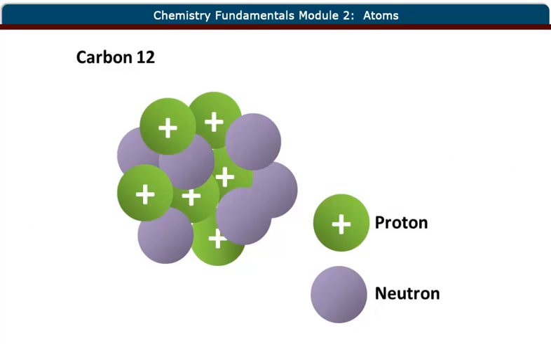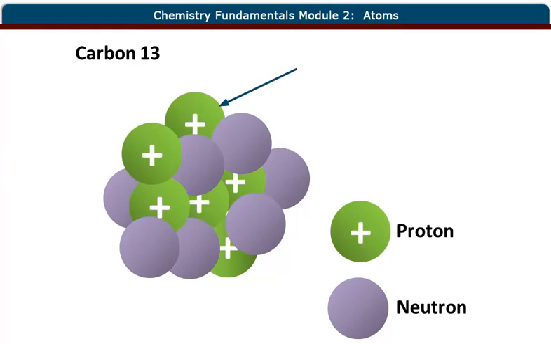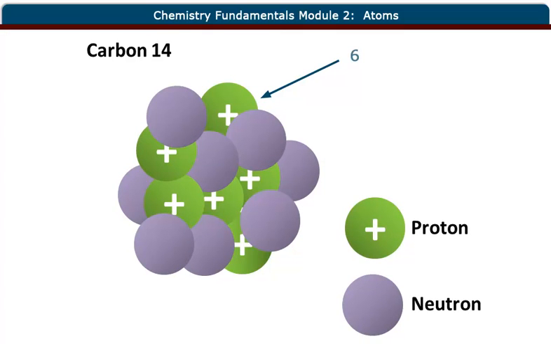For example, this is carbon-12. It is the most common form of the element carbon. It has 6 protons and 6 neutrons, thus the atomic mass number is 12, hence the name, carbon-12. This is carbon-13. This carbon atom has an extra neutron, giving it an atomic mass number of 13. Therefore, this is an isotope of carbon. This is carbon-14, another isotope of carbon. This carbon atom has 2 extra neutrons, a total of 8, giving it an atomic mass number of 14.